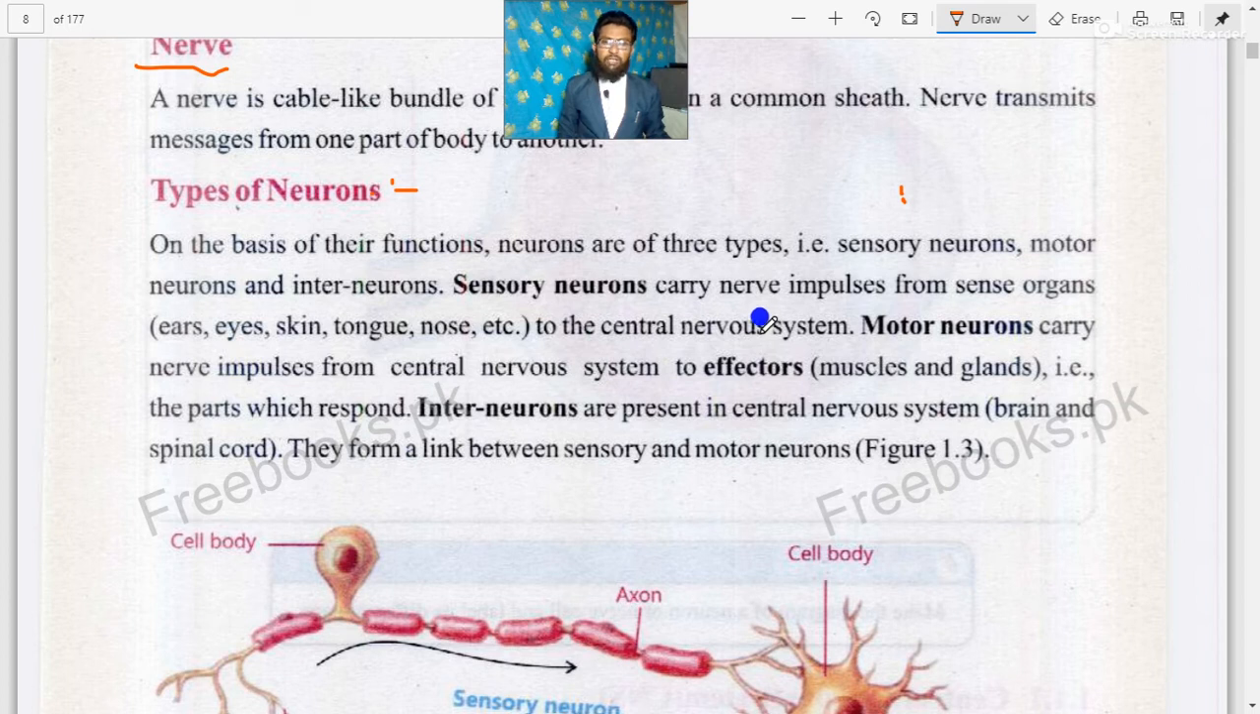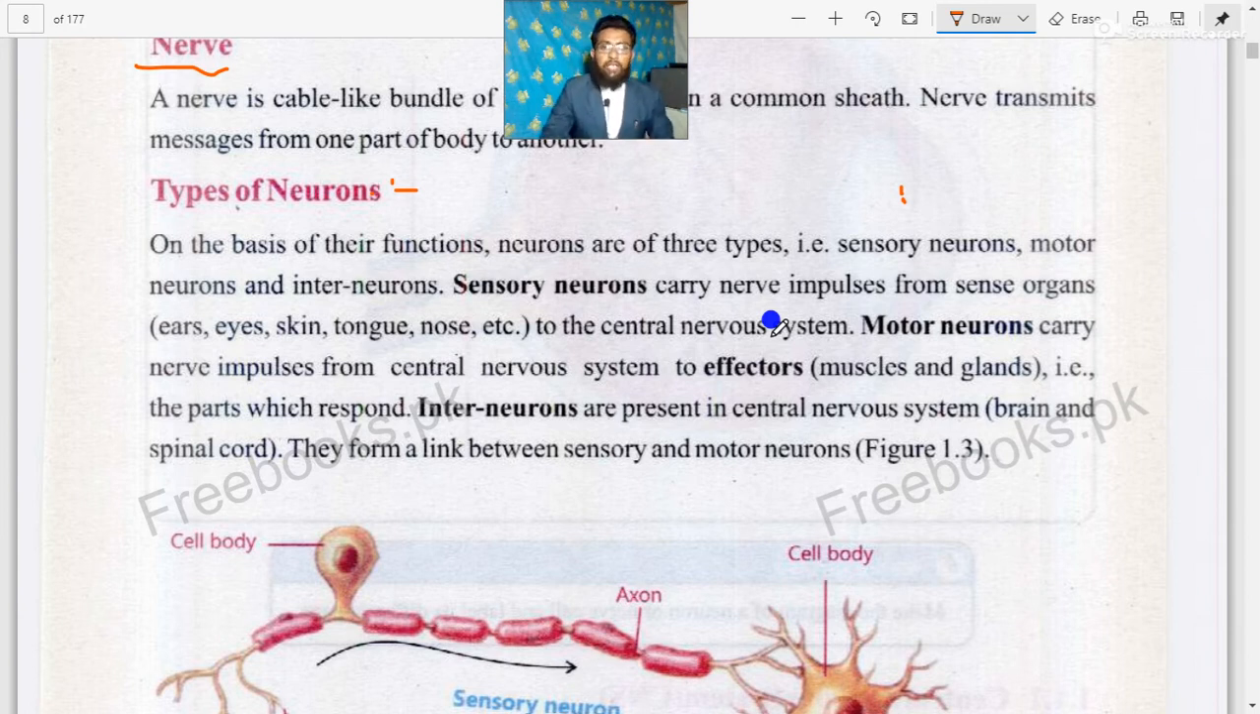Dear cadets, what are the sense organs? Sense organs may be our skin, our nose, our tongue, our eyes, our hair, our ears. These are the sense organs. And what is their function? Their function is to detect the stimulus in our surroundings which is affecting our body.